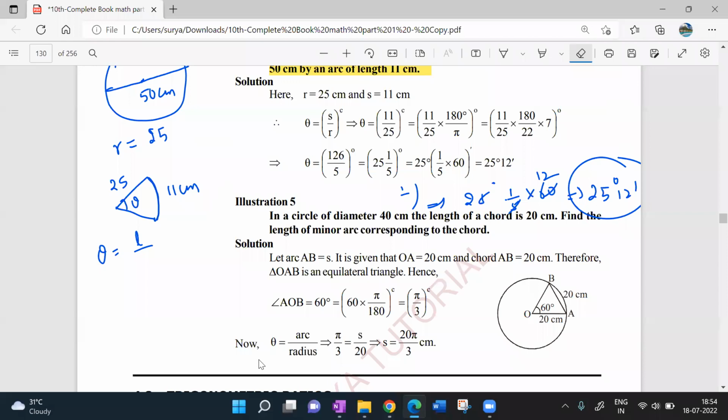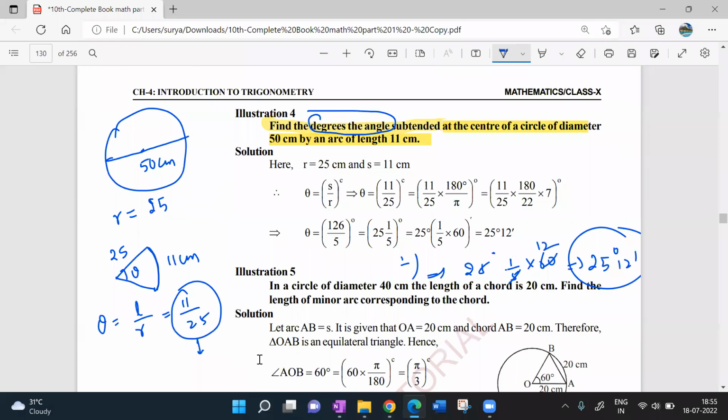No, sir. Here theta is equal to 11 by 25. No unit has been given for this, so I'll be taking it as what, beta? Radians. 11 by 25 radians converted into degrees. Sir, why did you convert into degrees? Because he has asked us to convert in terms of degrees. Check, he has asked it. Okay. Any doubt?